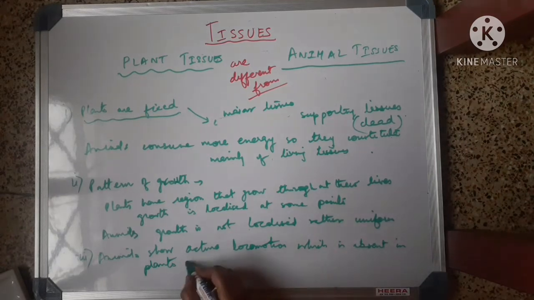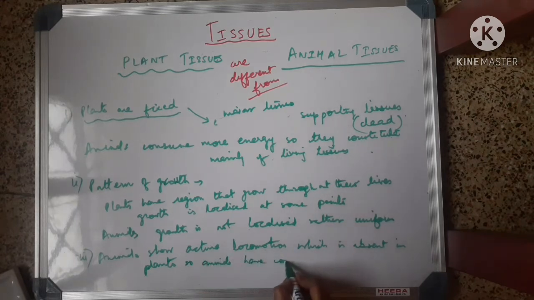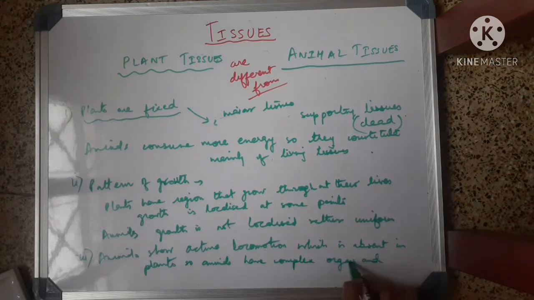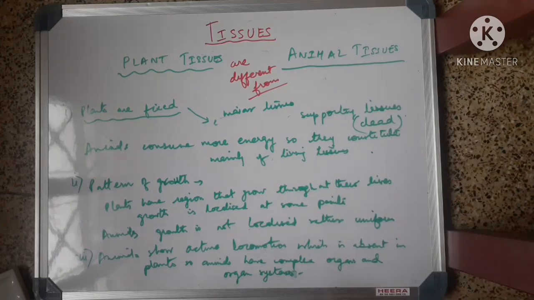So animals have complex organs and organ systems to move actively, which are not present in plants.